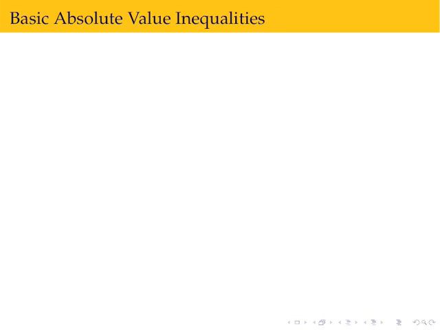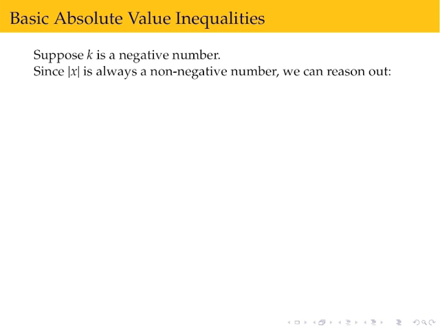So back to our basic absolute value inequalities. These were the ones between the absolute value of x and k. Very simple inequality. What if now we suppose that k is a negative number? The absolute value of x is always non-negative. It might be 0, it might be positive, but it can't be negative. If we're comparing it to a negative, we can just reason out the answer.